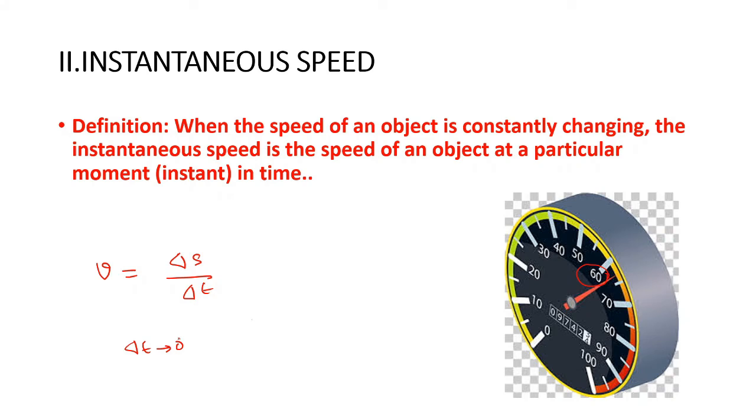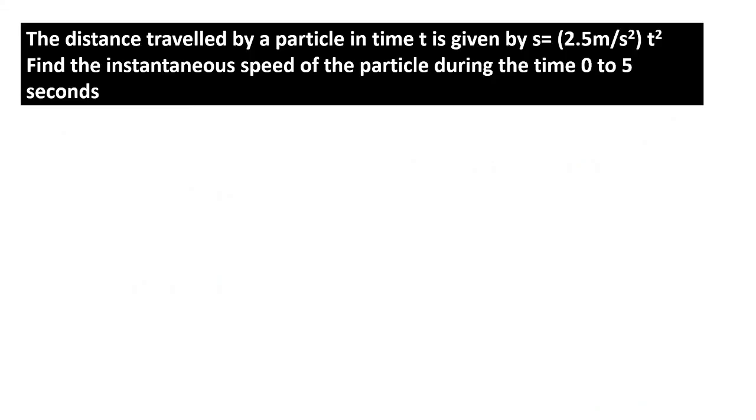Just keep in mind that instantaneous speed is a speed at a particular time. When I am talking about instantaneous speed, I'm talking about the speed at a particular time. Suppose you are moving from one point to another point, and it takes 20 seconds. If I ask what was your speed at the 5th second, I'm asking at a particular time. So that is called instantaneous speed.